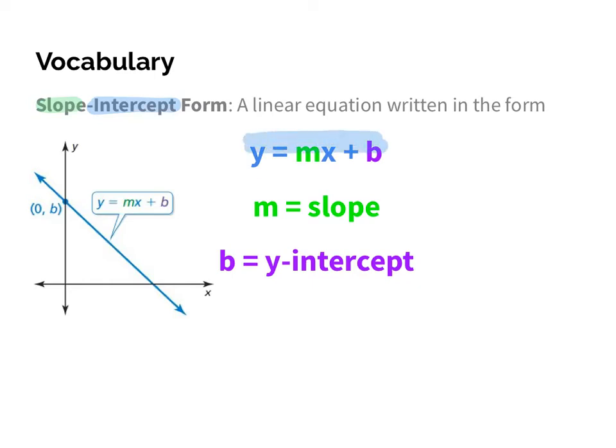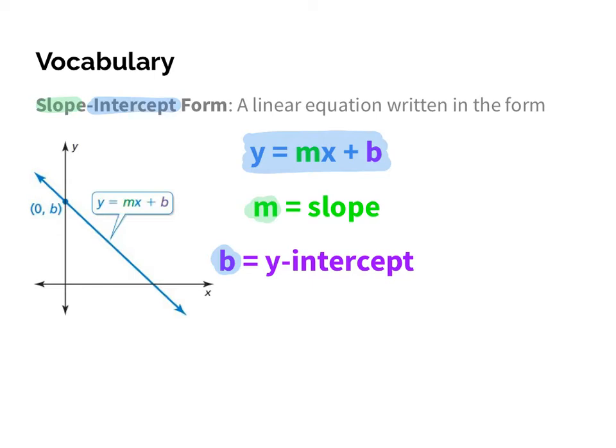Slope-intercept form, again, is always going to look like this: y equals mx plus b, where y represents the output of my function, and x represents the input of my function. You're always going to have y and x in every function. M is going to represent your slope, and b is your y-intercept. So the two ingredients you're going to have are your slope and your y-intercept.